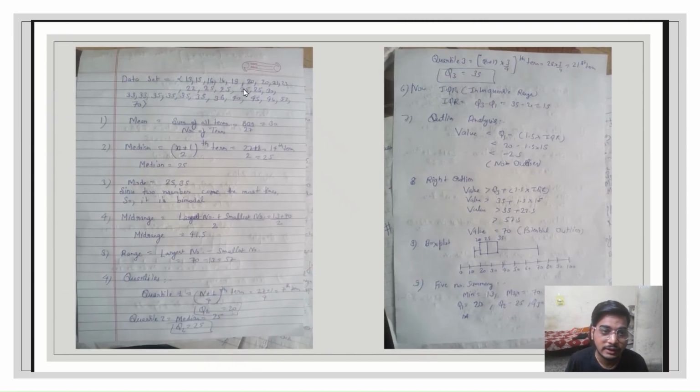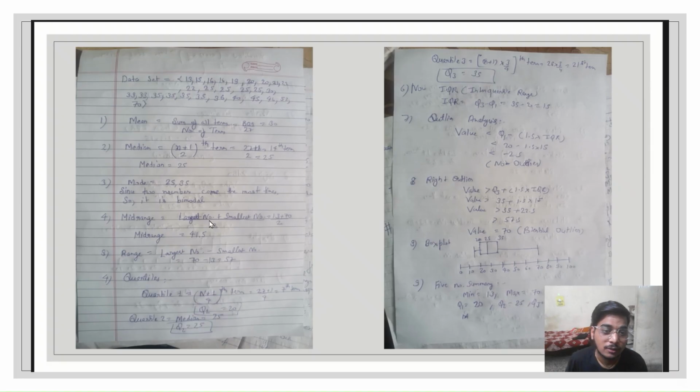Here we have the data set. We can calculate the mean using the formula: sum of all the terms divided by the total number of terms. The approximate mean will be 30. The median is calculated using the (n plus 1) by 2 term. As the number of terms is odd, that is 27 terms, the median is the 14th term, which is 25. Calculating the mode, we see that 25 and 35 occur the most number of times, that is 4 times. So the mode is 25 and 35, and this data set is bimodal.